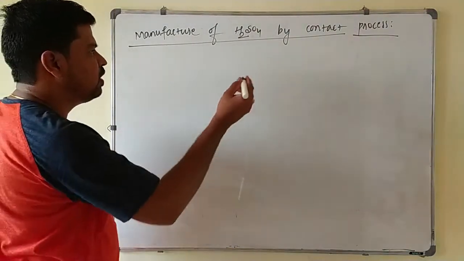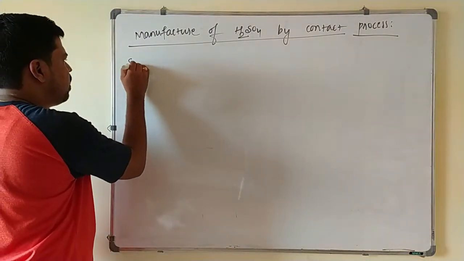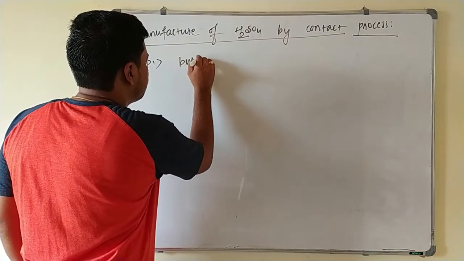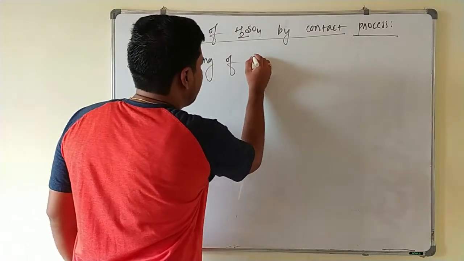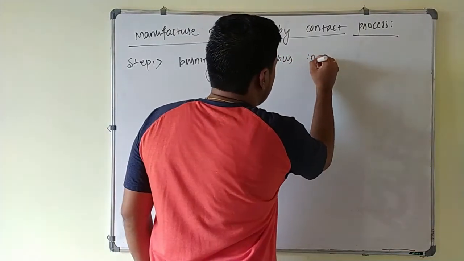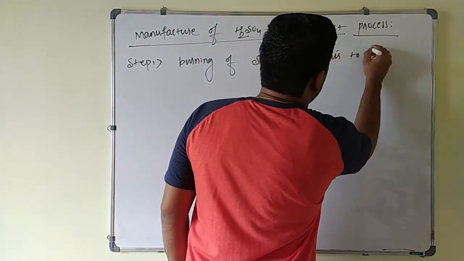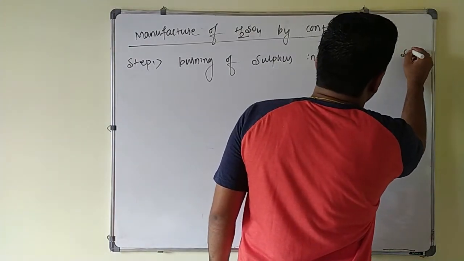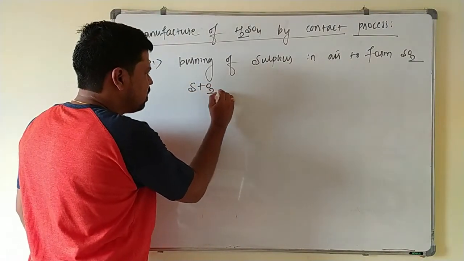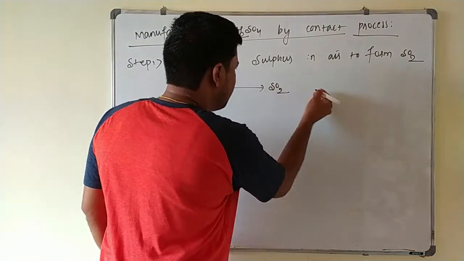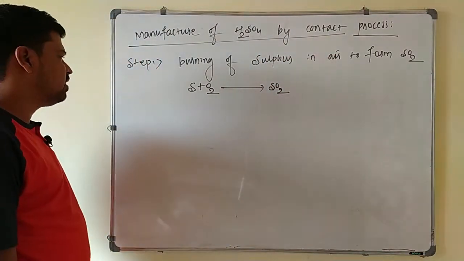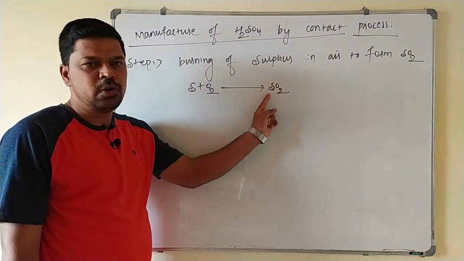Okay, so this involves 3 steps. Step 1, burning of sulfur in air to form sulfur dioxide. In the first step, sulfur is burnt in excess of oxygen to form SO2. Once SO2 is formed, this SO2 is oxidized to SO3 by using V2O5 as the catalyst, that is a catalytic oxidation of SO2 to SO3.